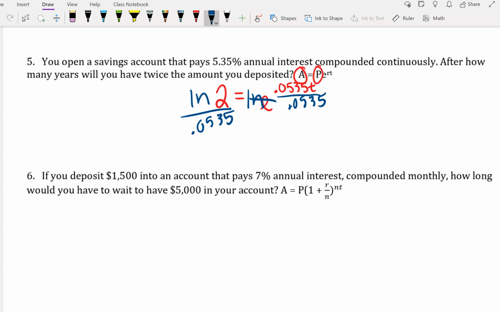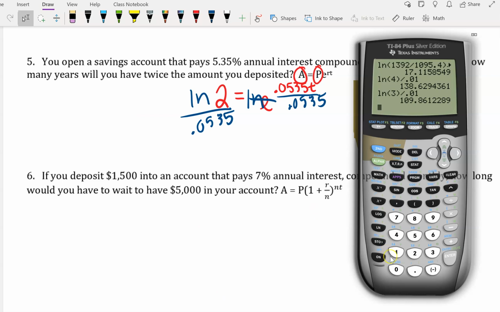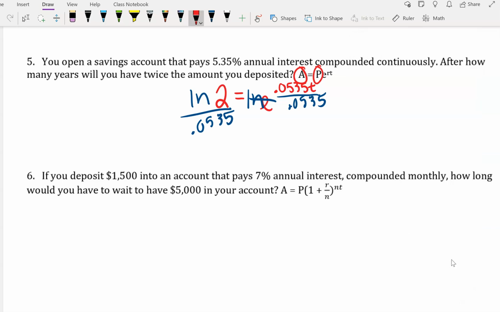All right, type that into our calculator. I'm going pretty quick on this one, not going to be an overly long video. This is nice. Natural log of 2 divided by 0.0535 is 12.9-ish. We'll call that 12.96. I think we're talking years. Yes.